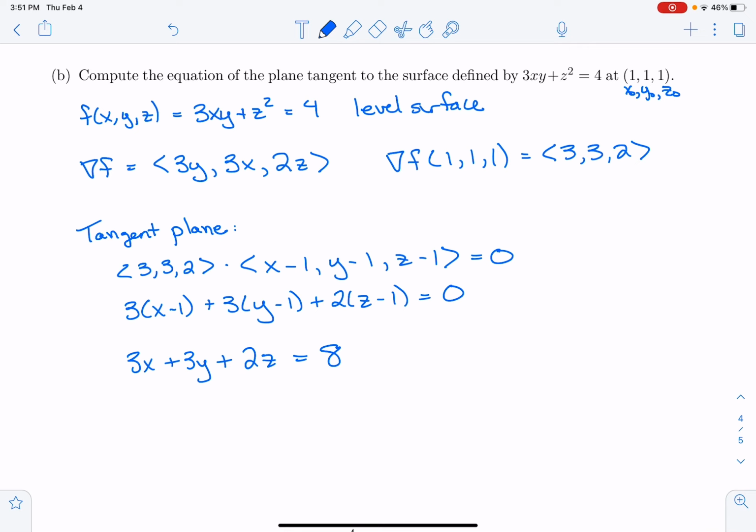And so what I encourage you to do is to plot this implicit surface in something like CalcPlot 3D, and then plot the tangent plane, and you should be able to see that the plane is in fact tangent.